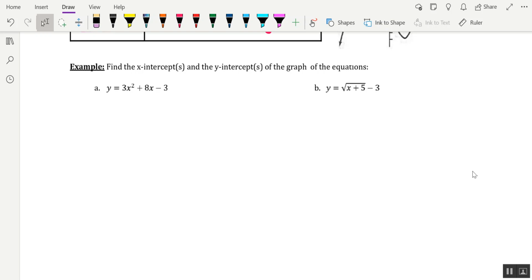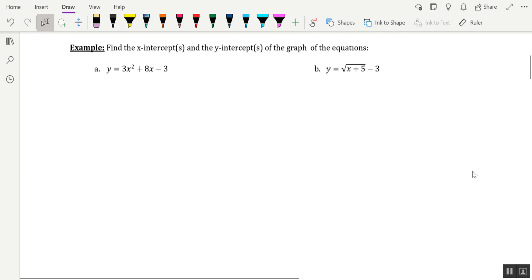I'm going to help you find the intercepts of the graph of the equations provided in parts A and B. And we're going to do that algebraically, so we will not involve the graphs. Rather, we'll just infer them from our by-hand work. Start with example part A. We got y equals 3x squared plus 8x minus 3.